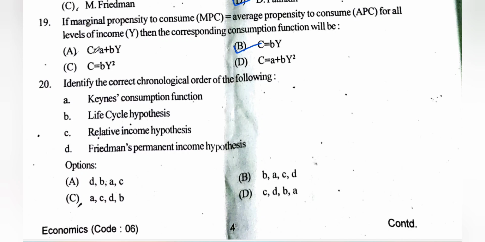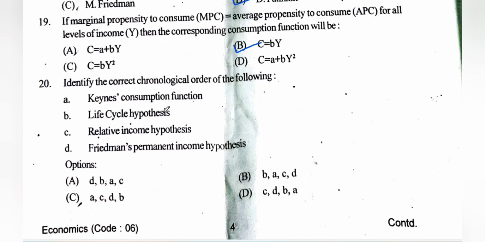If we take the case of the short term, it will be C equals A plus BY. So here the question is about the long run, that is MPC equals APC. So the correct answer here is option B, C equals BY.